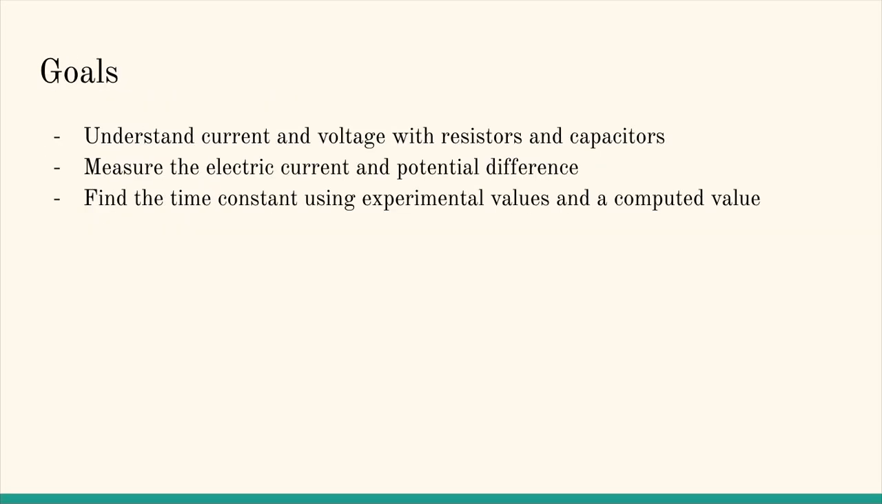The goals for this lab were to understand current and voltage with resistors and capacitors. We used a simulation, not a computational model, to measure the electric current and potential difference with simulated ammeters. We also found the time constant using experimental values and computed values.